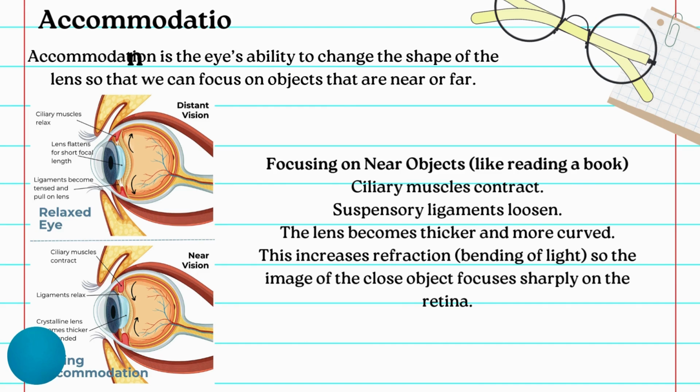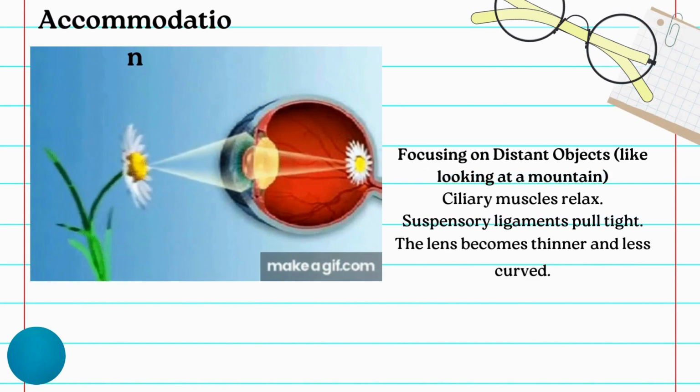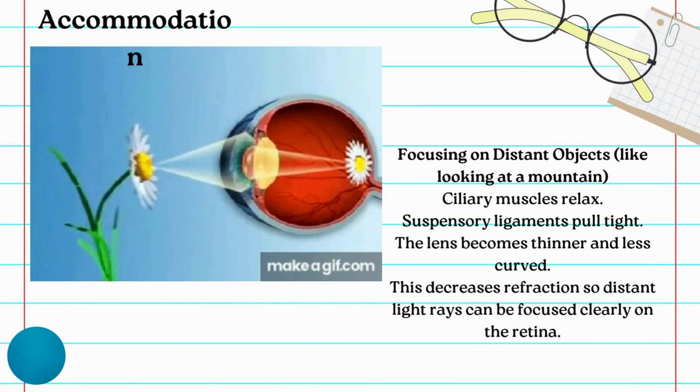So now more refraction, or bending of light, happens, so that the image that is close to your face can be fine-tuned and focus sharply on your retina. And now the opposite is for when you're looking at something far away. Maybe you're looking at a bird flying in the sky.